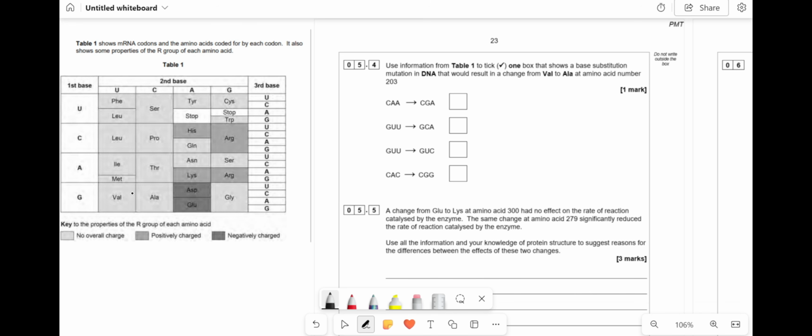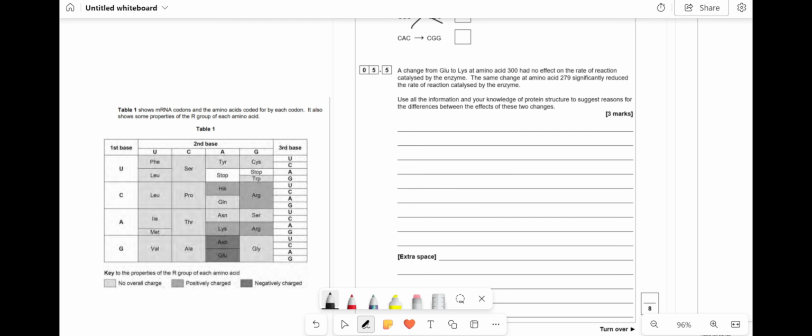So if we have, for example, GUU to whatever, then it's going to be the opposites. So it's going to be C. If we were looking at this GUU one, CAA becomes CGA instead. CGA, sorry. And also, if it's DNA, this can't be it. This can't be it already.